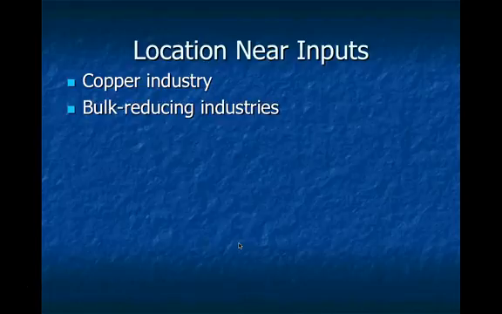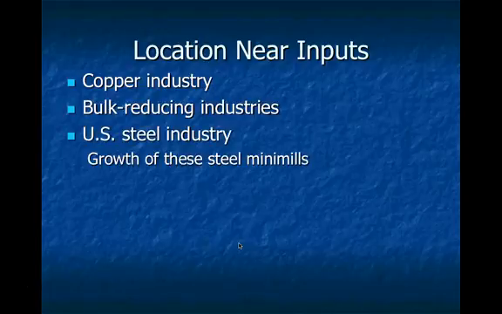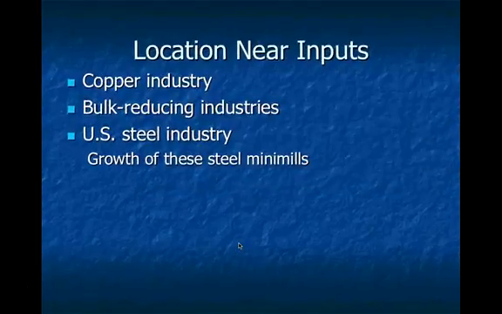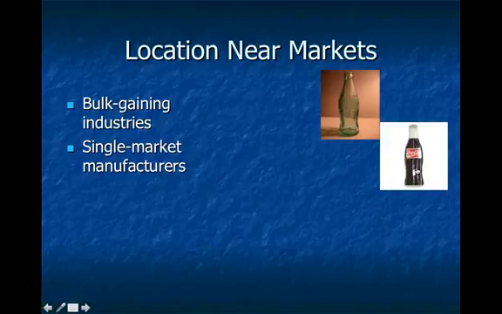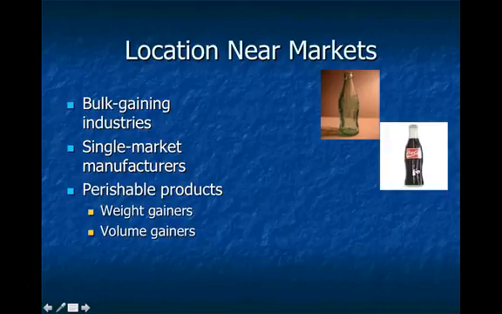So things that are located near inputs or near raw materials are bulk reducing industries, steel, copper, all those types of things. Located near markets are bulk gaining industries like Coca-Cola. There's the empty bottle and the full bottle. Single market manufacturers, if it's only going to one place, obviously that's going to be near the market. And perishable products that are weight gainers, like a Coca-Cola bottle, or volume gainers, meaning it's gaining in size, not just weight. And that is Weber's least cost theory.